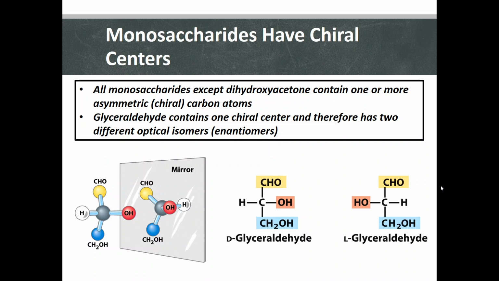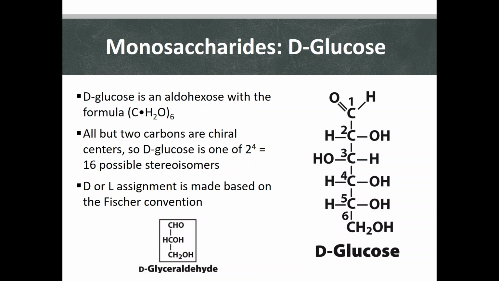So later on, when we talk about the hexoses and the longer monosaccharides, the overall language of D versus L is defined based on the configuration of the chiral center that is furthest away from your carbonyl group, whether it be the aldehyde or the ketone carbonyl functional group. Let's take a look at glucose as an example.